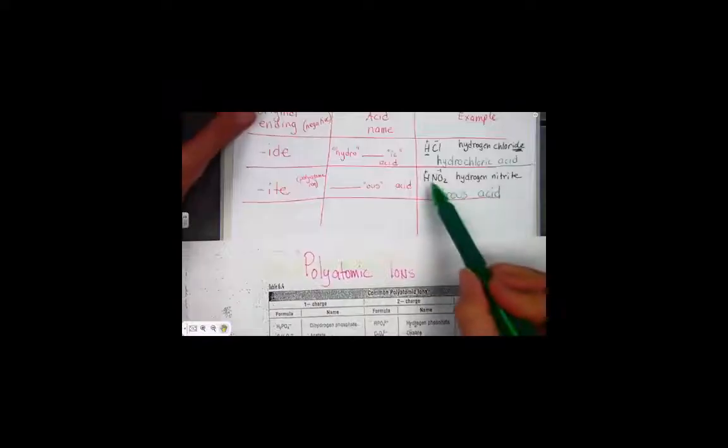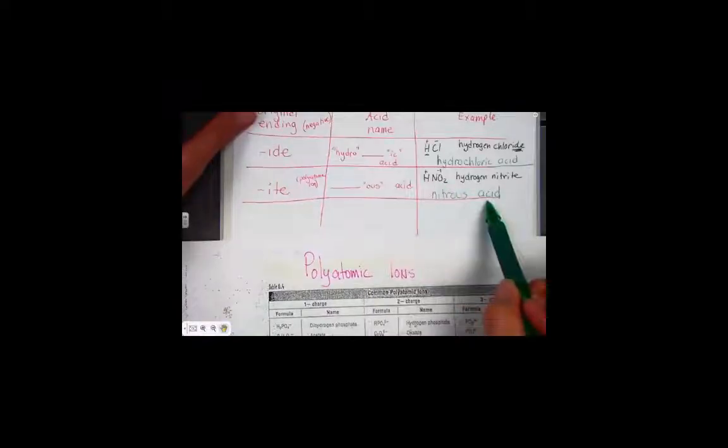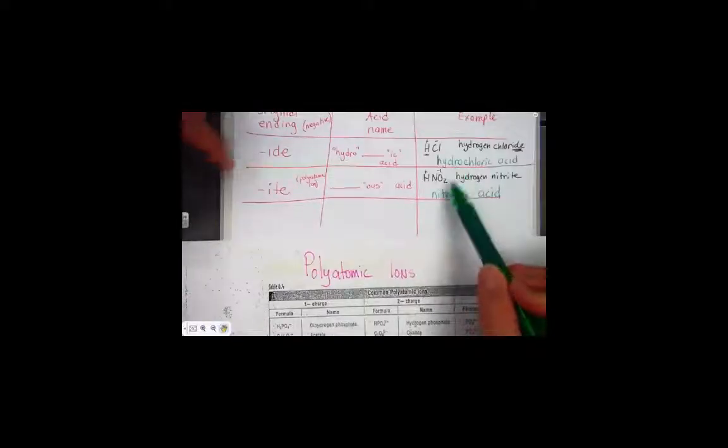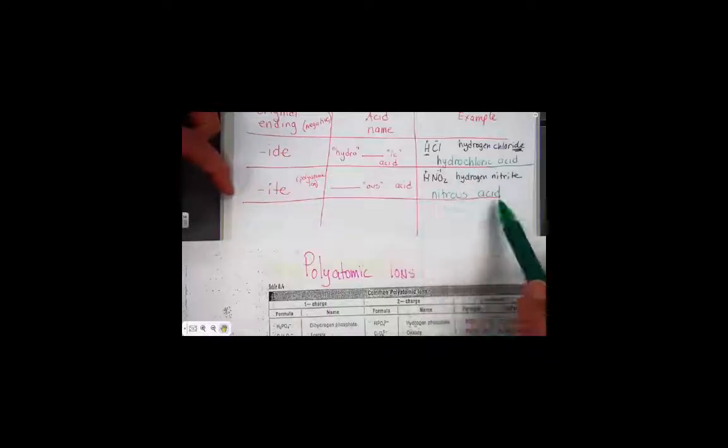Nitrous acid. Now I know it starts with H because the name acid tells me that. Hydro is only heard in those binary acids that ended with "ide." We do not hear hydro in this word. It's simply nitrous acid. Hydrogen nitrite became nitrous acid.